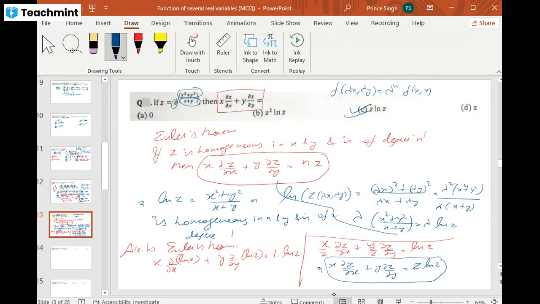So you can see that with the help of the property of Euler's theorem, we can easily get the answer. Otherwise, if we differentiate this, then we need to apply the chain rule for the derivative of a composition of functions and then again the quotient rule. So it is not an easy task; it is a very tedious job. In that case, if we apply Euler's theorem, we can easily get the answer.